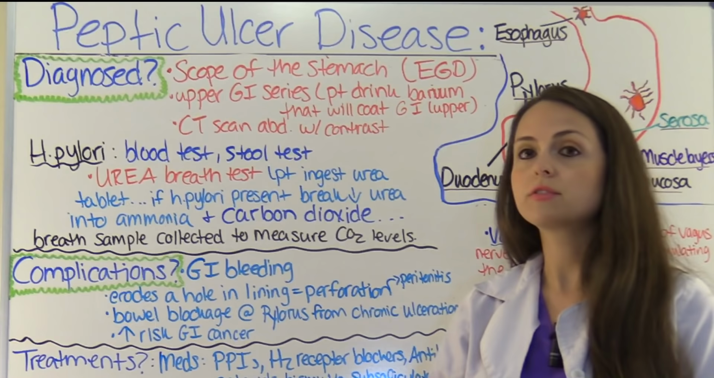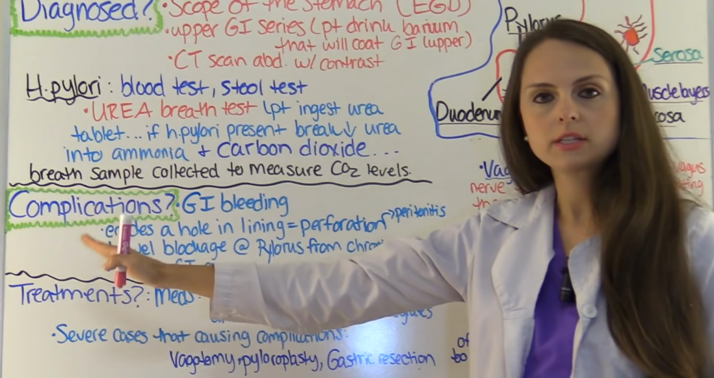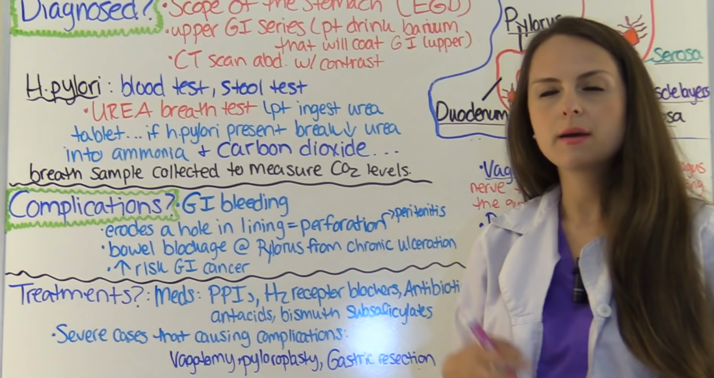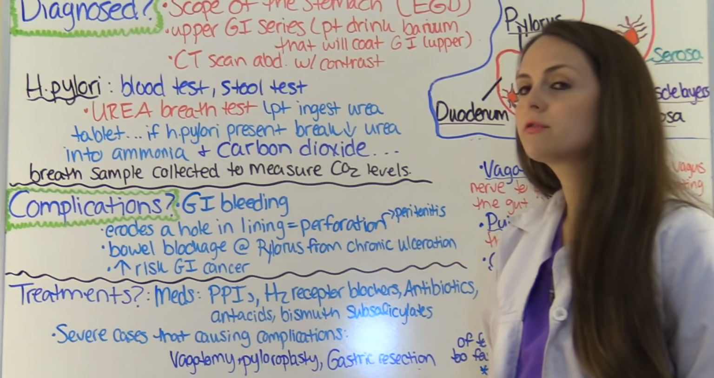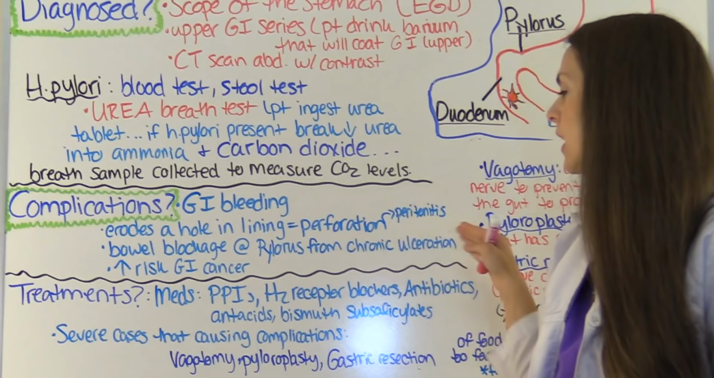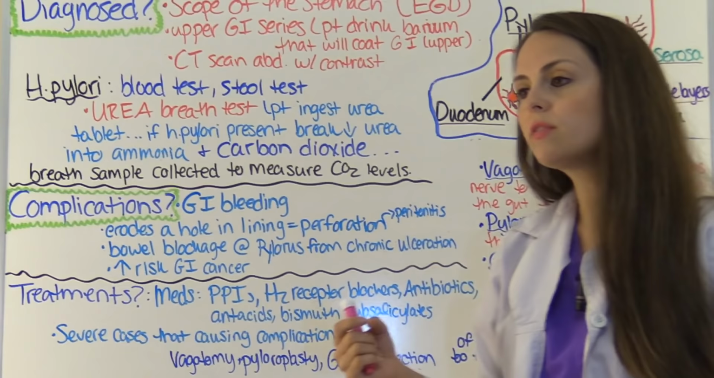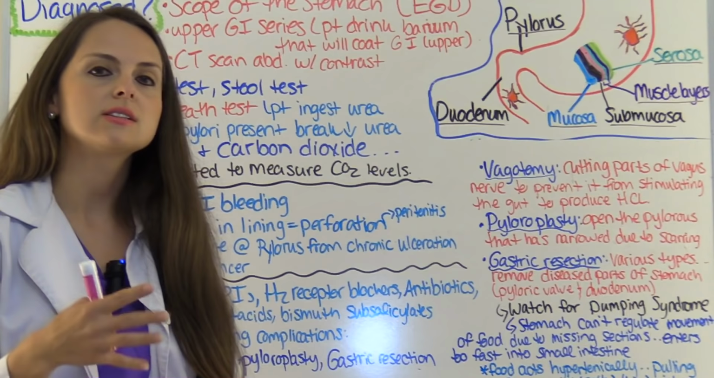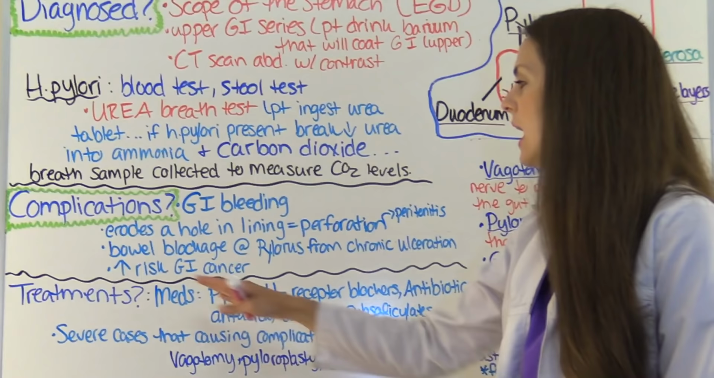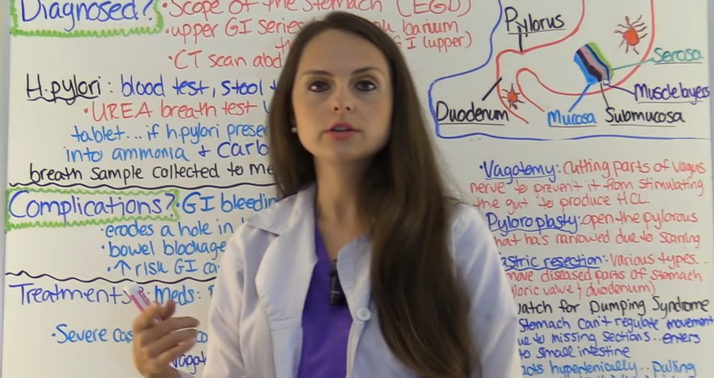Now, what are the complications from peptic ulcer disease? Be familiar with these, and in part two, I'm going to go in depth on the signs and symptoms and things you should watch out for. But patients with PUD are at risk for gastrointestinal bleeding. They're also at risk for perforation of that stomach lining, where a small hole will actually erode that lining. And so you have this little hole where the gastric juices and everything that's in the stomach can spill into the abdominal cavity and cause peritonitis. Another thing is a bowel blockage at that pylorus from chronic ulceration, usually from the duodenal ulcer.